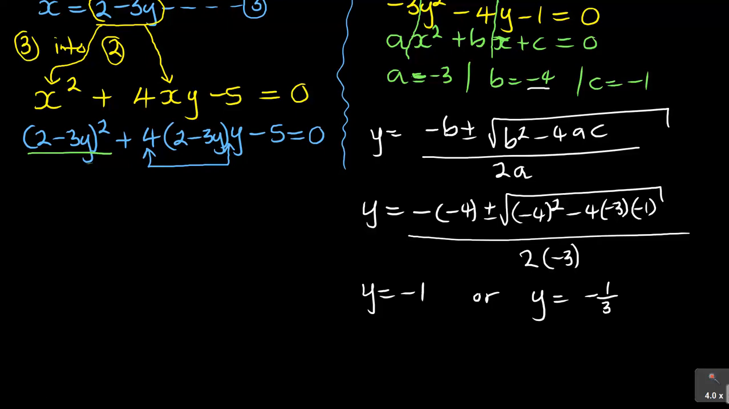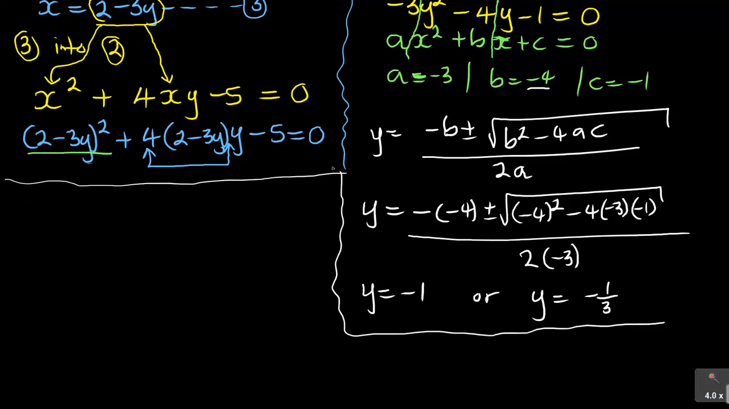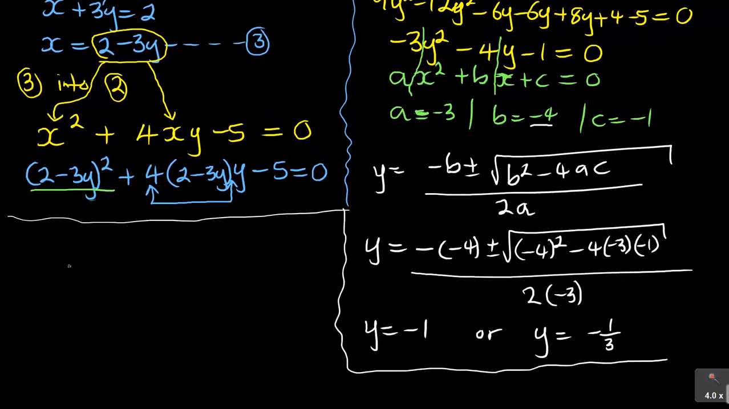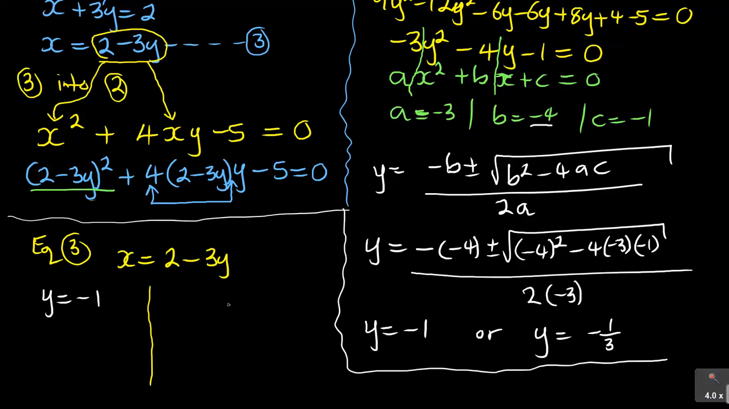Now when I've done that, I've got the values of y. Now I can use whatever I have to find the values of x. Now equation 3, I must bring back equation 3 because equation 3 helps me find the x values. Equation 3, what does it say? X is equal to 2 minus 3y. Now you're going to have two values. Remember, one of them is when y is equal to minus 1. The other one is y is equal to negative 1 over 3.